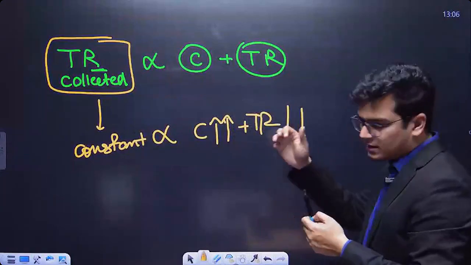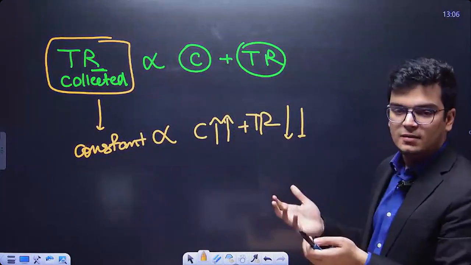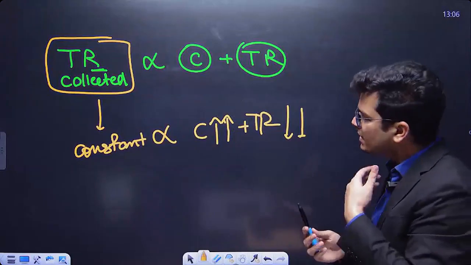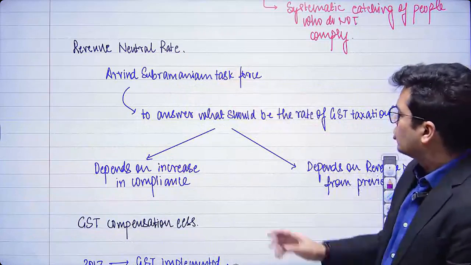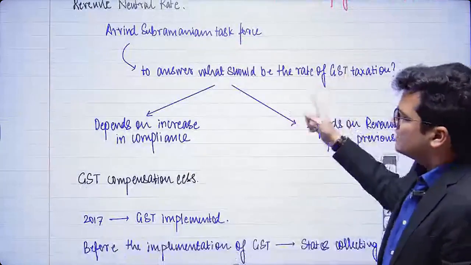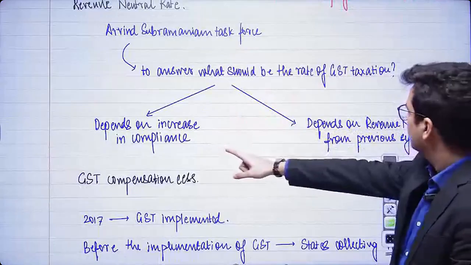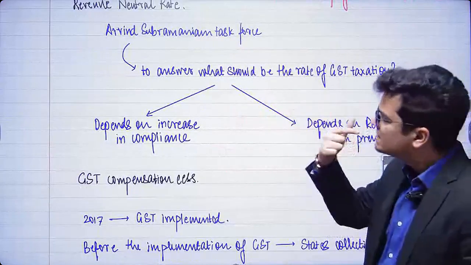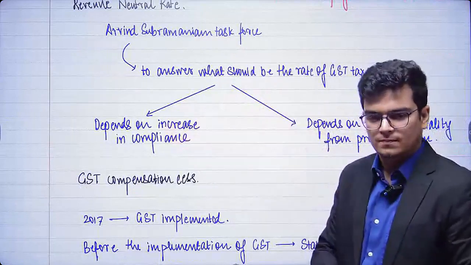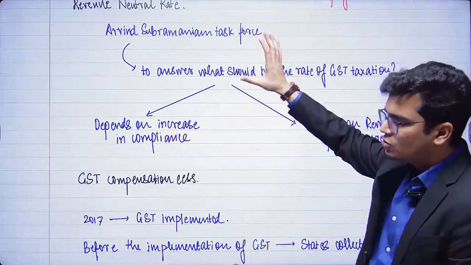नाउ यू नीड टू नो कितनी कंप्लायंस इंक्रीज होगी और आपको एस्टिमेट करना पड़ेगा. पहले से तो नहीं पता. It will be an estimation. फॉर दिस अरविंद सुब्रमण्यम टास्क फोर्स वाज मेड टू आंसर व्हाट शुड बी द रेट ऑफ जीएसटी बेस्ड ऑन इंक्रीज इन कंप्लायंस and depending on revenue neutrality from the previous system, we will decide the GST rates now, right? This is revenue neutral rate.